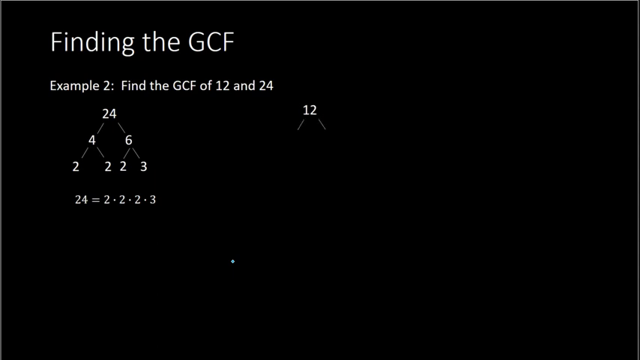And then 12 is 4 times 3. 4 can break down as 2 times 2. So 12 is a product of 2 times 2 times 3. And to find the greatest common factor, we see what factors are in common. So we have 2's, and then another set of 2's, and then a 3 in common. So we have 2 times 2 times 3, which gives us 12 as the greatest common factor. So the greatest common factor of 12 and 24 is 12.